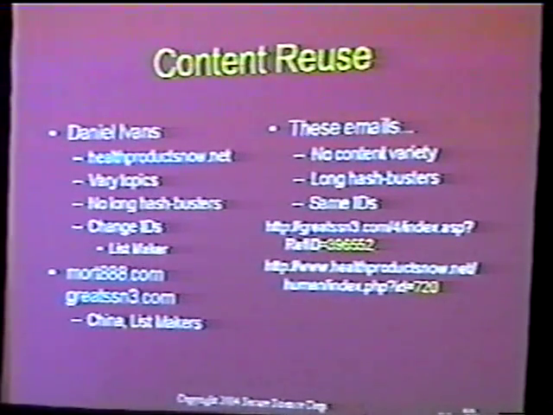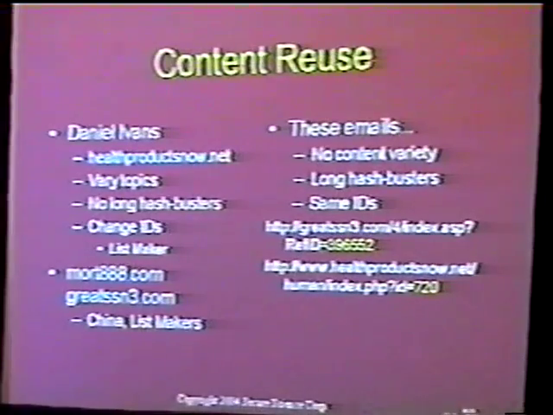Here's what the HTML code looks like when I remove all the hash busters. And what we see are a whole bunch of host names and unique identifiers. First thought, this sounds like a list maker, except that there's a problem. That first domain name, according to Spamhaus, is registered to a known spammer, a guy named Daniel Ivans. But he uses a variety of topics, he doesn't use long hash busters, and he changes IDs regularly. In other words, he's a list maker. Those other two domain names are also list makers, but they're not Daniel Ivans. It appears as though someone has taken parts from three different spam messages that are out there and pasted them together in order to create a spam message.